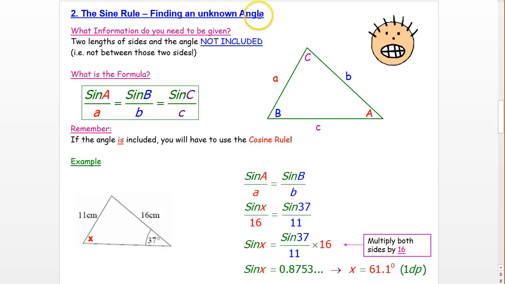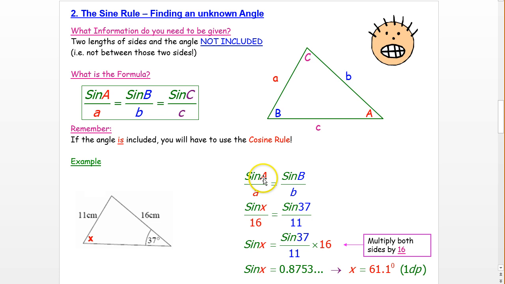Finding an unknown angle. Again, you need to be given an opposite pair. But notice they've found the reciprocal of each term in the formula. If a divided by sine A equals b divided by sine B equals c divided by sine C, then the reciprocals should be equal also. Now, in this case, we're looking for a missing angle. So here's an example. We've got a side length of 16. I want to know how big that angle is opposite the 16 centimetres. I know that I've got an angle of 37 opposite a side length of 11.